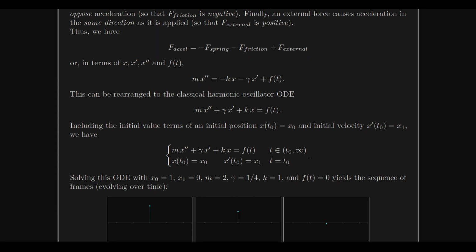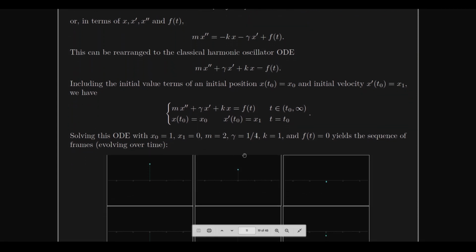What we can see here is I've constructed one of these where I established that x0 was 1, so that's me putting a 1 right there. x1 is 0, so that's me putting a 0 right there. M is 2, so that's me putting a 2 here. Gamma is a quarter, so that's putting a quarter there. K is 1, so I put a 1 there. And F is 0, so I put a 0 there. So I've placed a lot of numbers into this.